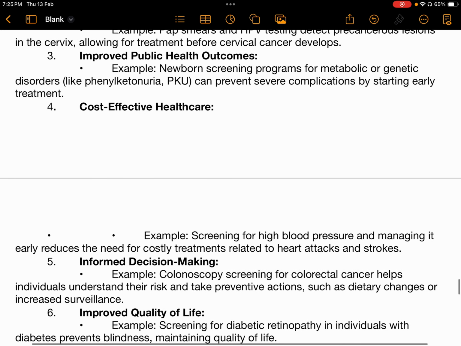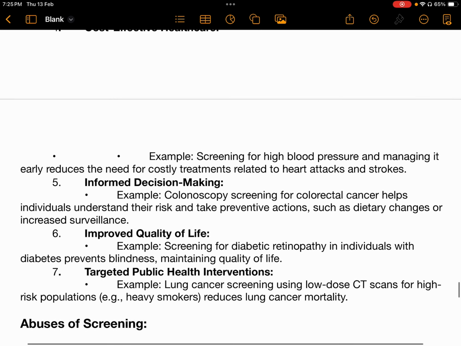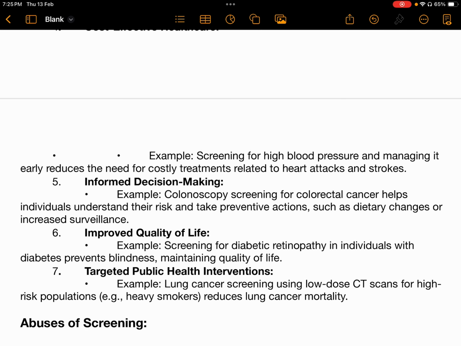Then number 4 is cost-effective healthcare. When implemented appropriately, screening can be cost-effective by preventing the need for more intensive and expensive treatment later in the disease process. Example is screening of high blood pressure and managing it early reduces the need for the costly treatment related to heart attacks and stroke.